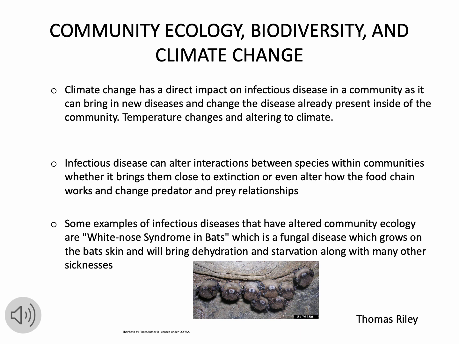This can change the predator and prey relationships, as one may say it's the prey, they could be closer to extinction, so then the predators do not have as much. And then some examples of infectious disease that have altered community ecology are white nose syndrome in bats. It's a fungal disease which grows on the bat skin and brings along dehydration and starvation with many other sicknesses.